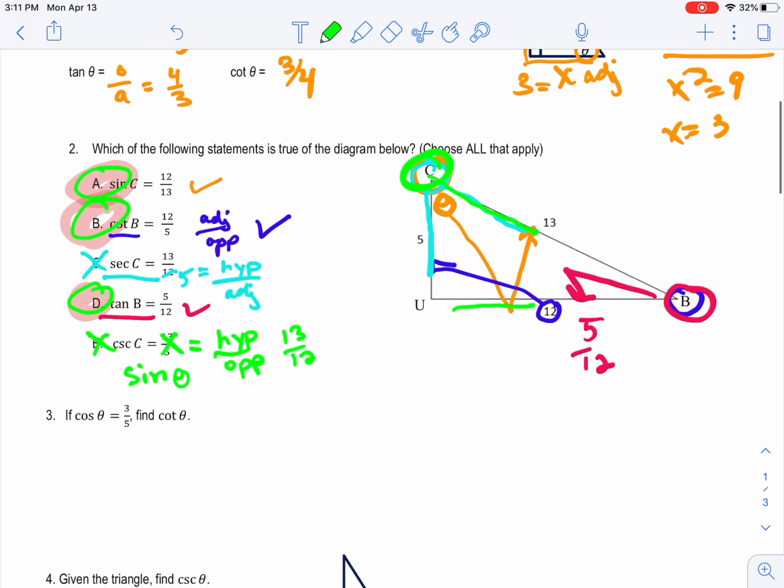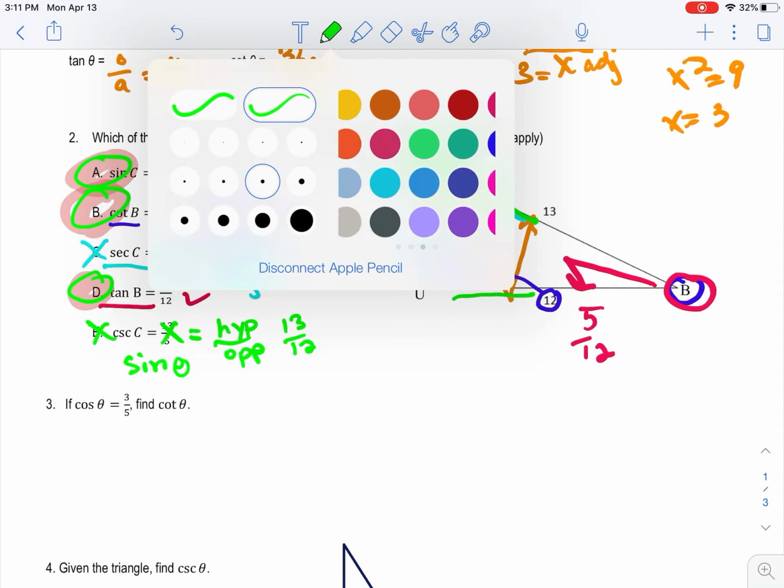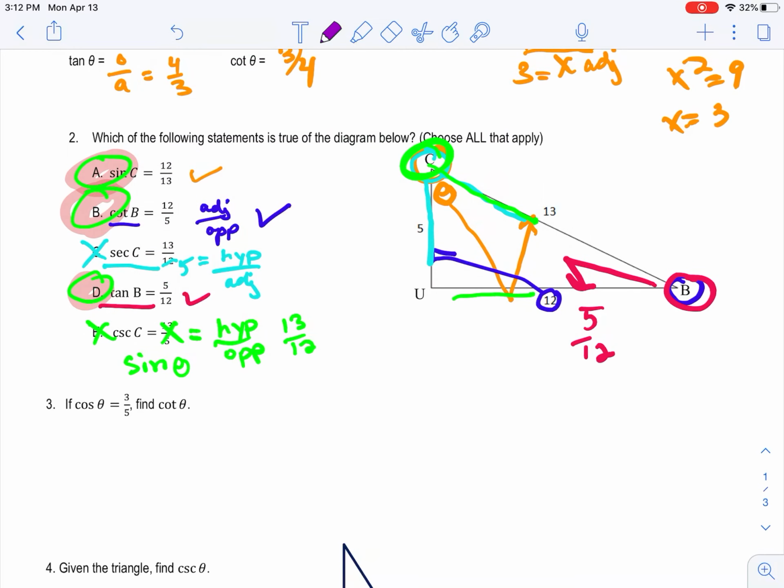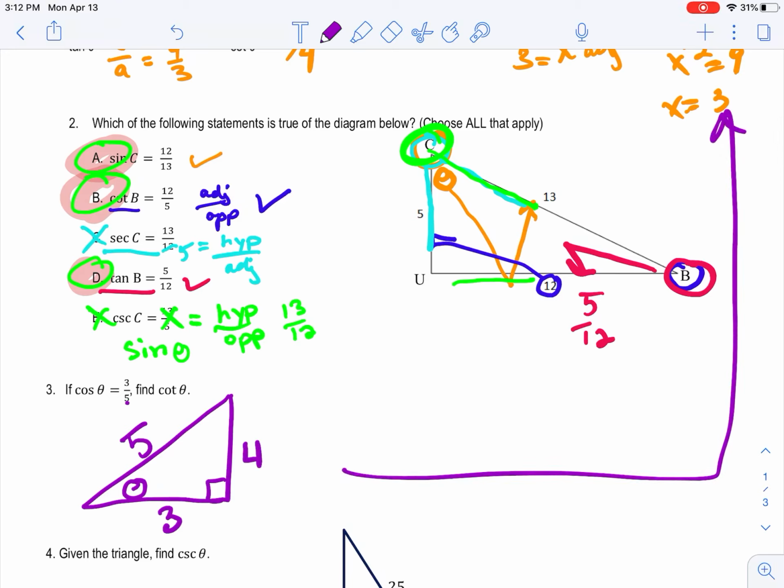Okay. Let's pick a different color. Purple. Okay. If cosine theta equals 3 over 5, find cotangent. So I need a triangle. I'm going to draw it this direction this time. I'm going to put my theta here. So if this is where my theta is, cosine is adjacent, and my hypotenuse would be up here. We just solved our 3, 4, 5 triangle up there, so we know this side would be 4 because of that work up there. All right, so I've drawn my triangle.